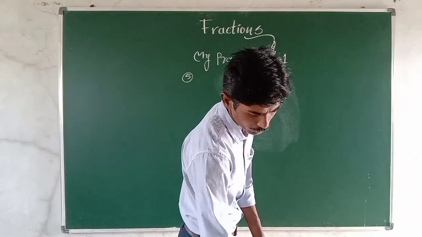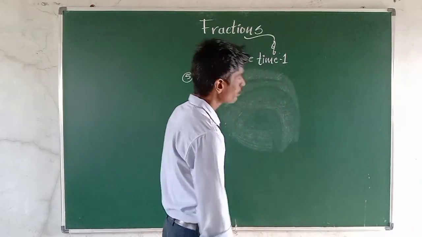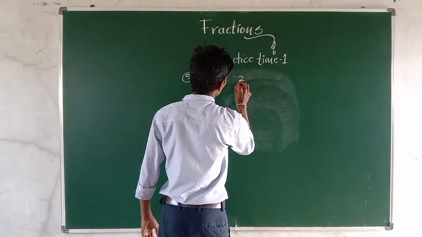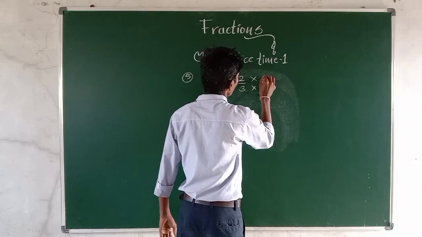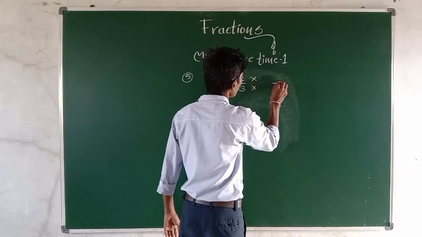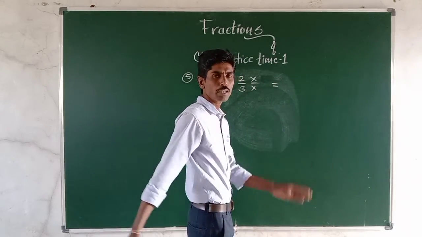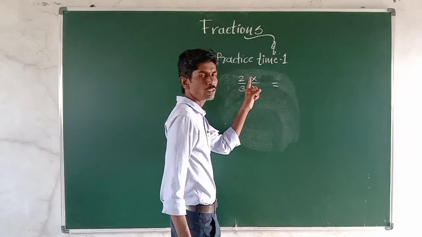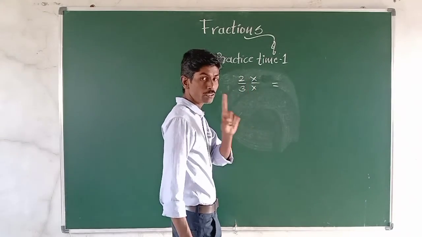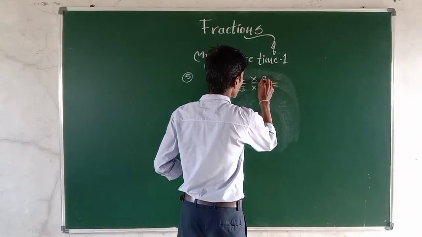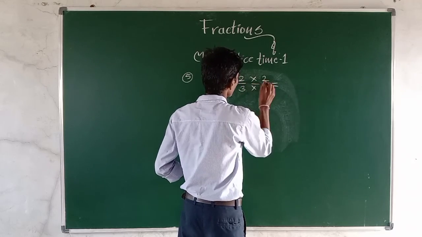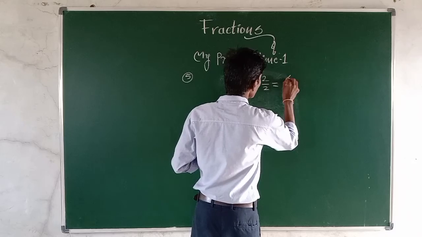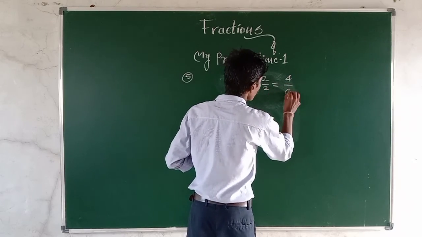Again we will take an example, 2 by 3. We have to find the equivalent fractions. While finding equivalent fractions, we multiply the numerator as well as the denominator by the same number. Multiply by 2: 2 into 2 is 4, and 3 into 2 is 6.